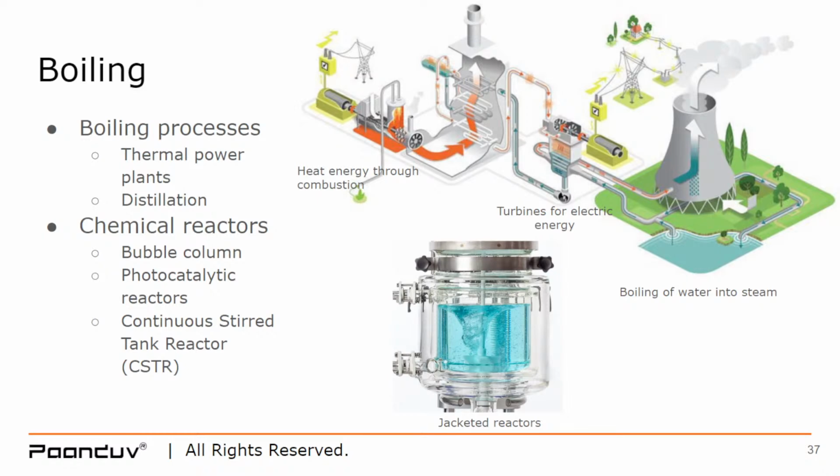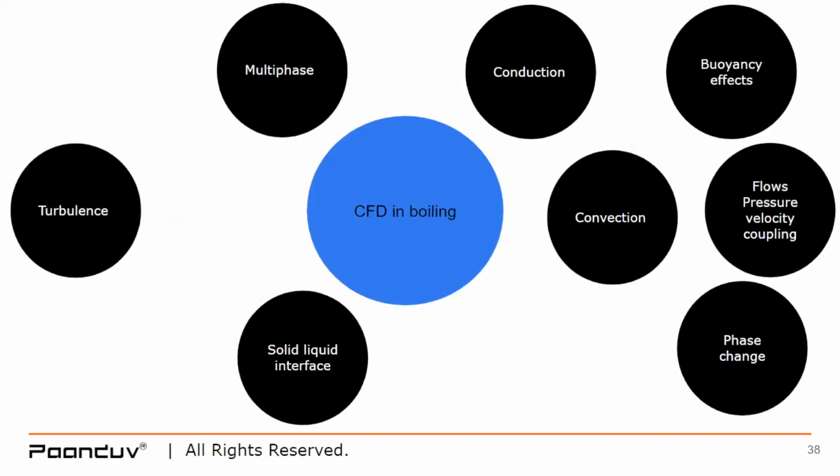On the chemical reactors side of things, bubble columns, photocatalytic reactors, we are working a lot on that side right now. There seems to be a lot of demand on that front. And then continuous stirred tank reactors as usual. So these are the places where you'll see a lot of bubble dynamics happening.